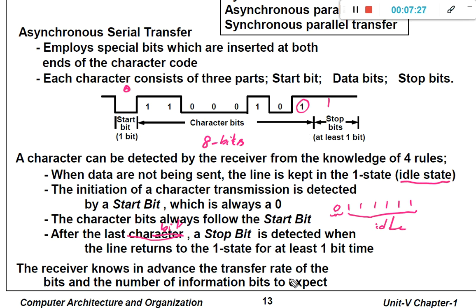The receiver knows in advance the transfer rate of the bits and the number of information bits to expect. Because it knows that 8 bits are the data bits, after the 8 bits only, it checks for the stop bit. Accordingly, it goes to the idle state. In the olden computers, there were 2 stop bits, that is 2 ones, and in the present computers, there is only 1 one to indicate the stop bit. Okay, so like this, the serial data transmission occurs.